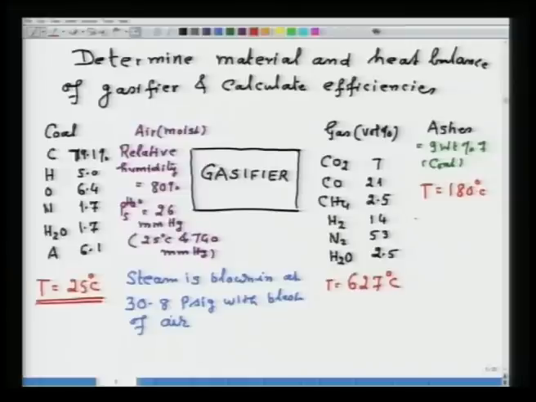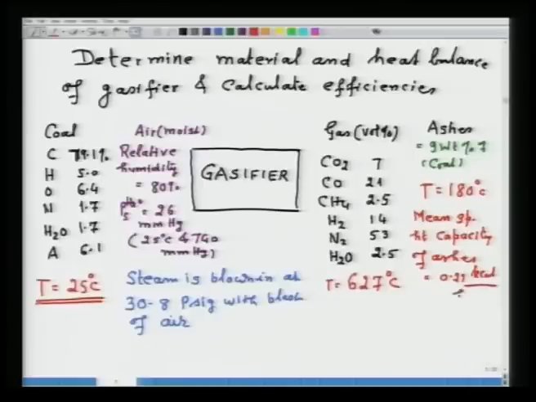Now, it is also given the mean specific heat capacity of ashes, that is 0.21 kilocalorie per kg degree Celsius between 25 to 180 degrees Celsius. So, these values are all given.